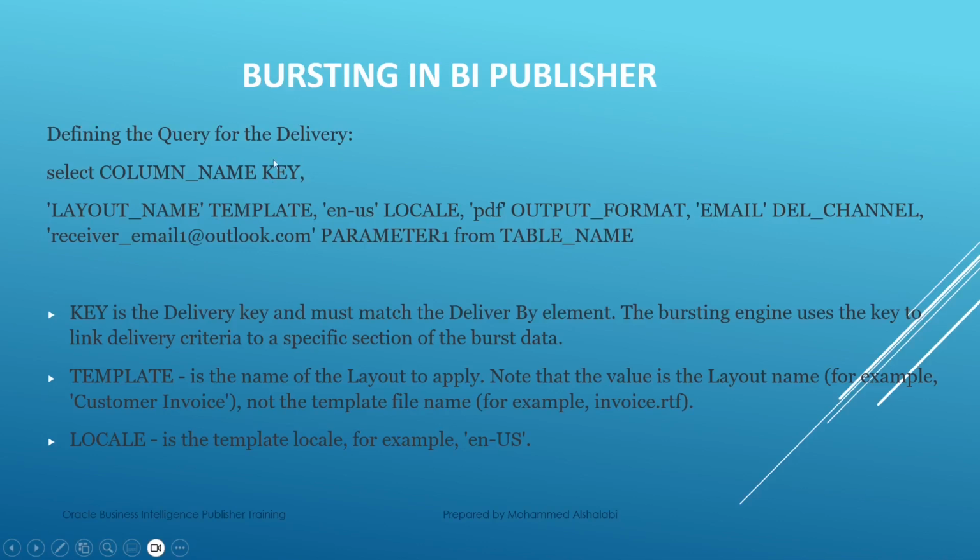Okay, for the key, the key here is the delivery key and must match the delivery by elements. The bursting engine uses the key to link delivery criteria to a specific section of the burst data. For example, I want to send the file based on the department, based on the customer segment, based on the delivery. So the key will be used for the delivery by elements.